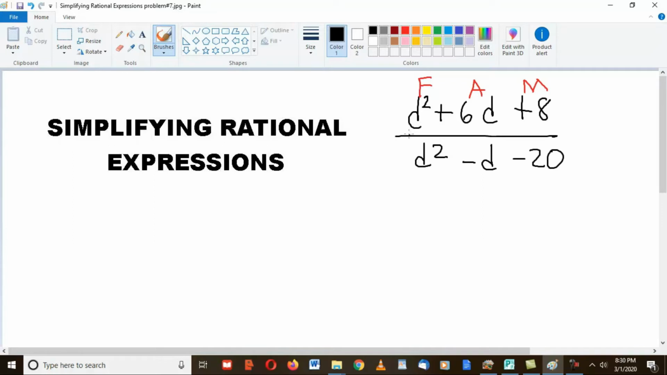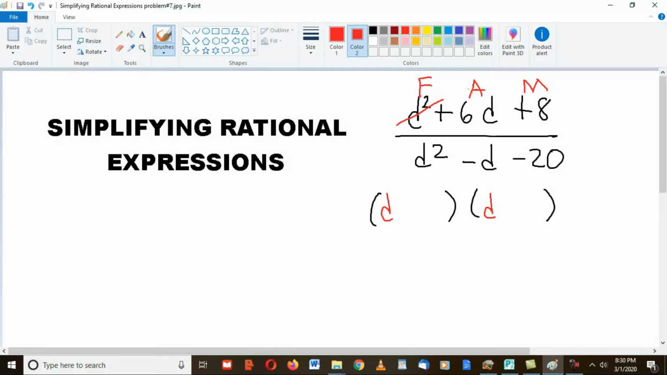What that means is that we're going to split this into pieces. So for d squared, we'll put our parentheses here, and we'll put a d right here, and we'll also put a d over here. So now we have d squared. That takes care of that.